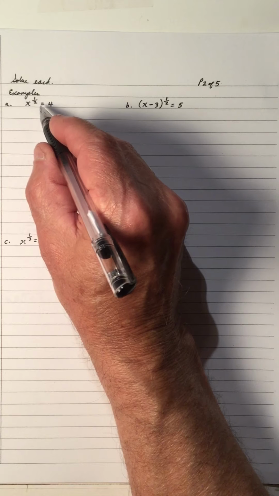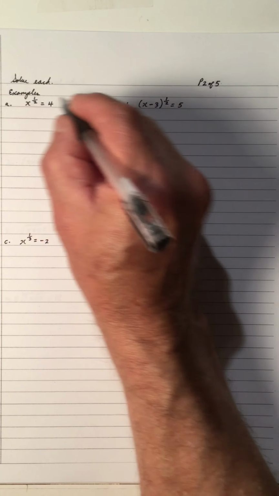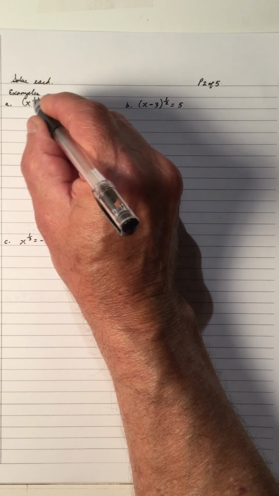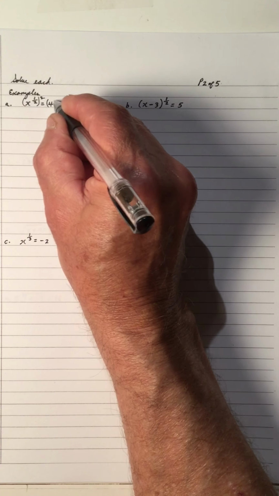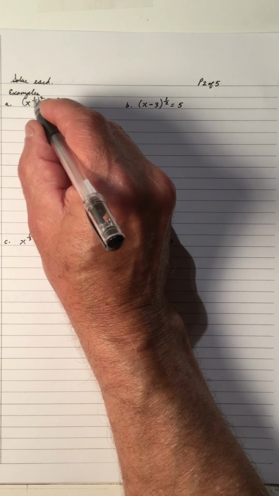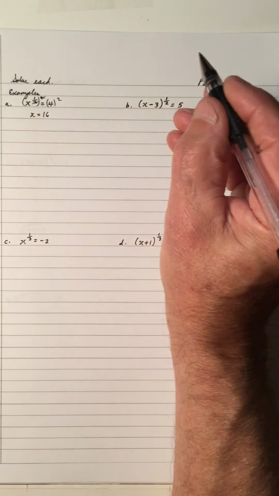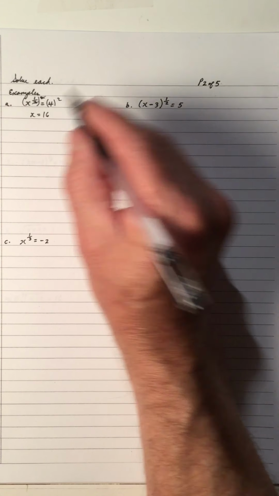x to the half equals 4. So one way to do this would be to raise it to the reciprocal power. The exponential is already isolated. So the reciprocal of a half is 2. So 4 squared. So they cancel out. So x equals 16. So that's one way. 16 is an answer.